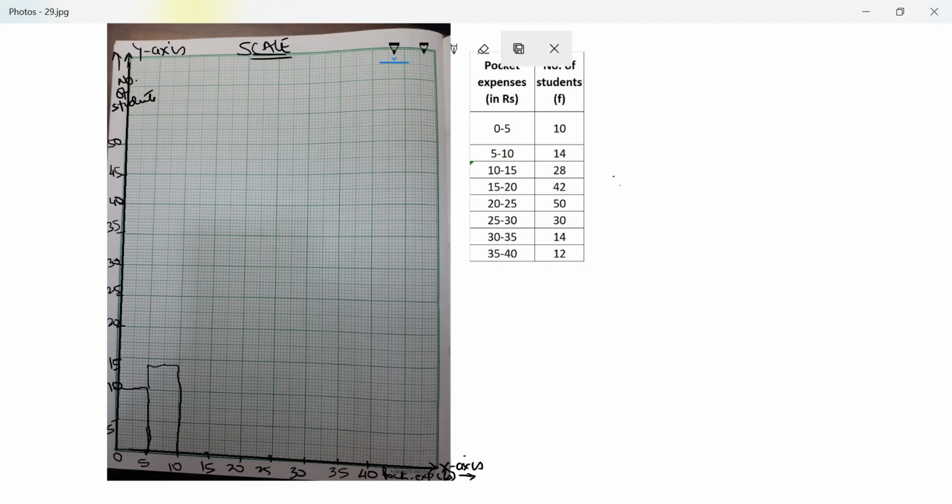Perfect. That's the next one. Next one is 28, which means 3 more than 25, which means 6 small lines above 25. Because 2 small lines is equal to 1 student. Perfect. I repeat, I do not have access to a scale on this software. You will draw this using a scale. Next is 42, which means 4 small lines above 40.